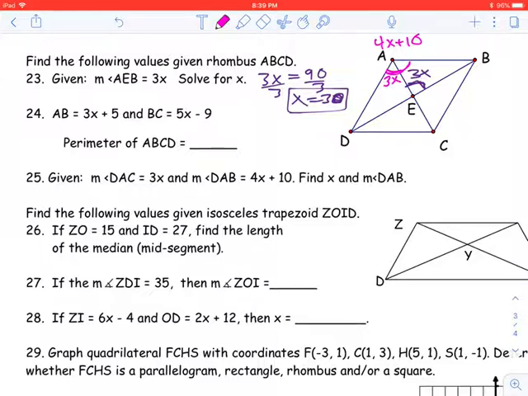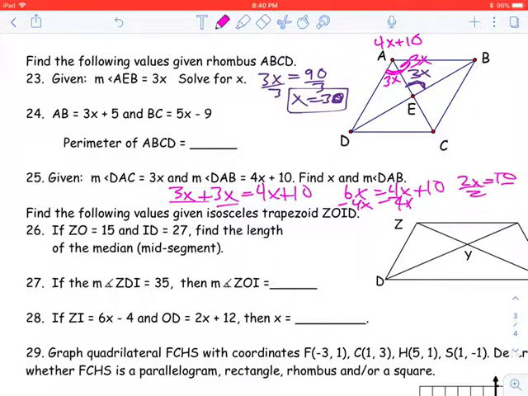If it's a rhombus, that means those angles are bisected. So if that's 3x, this is also 3x. In that case, 3x plus 3x gives us the whole angle, 4x plus 10. That gives us 6x equals 4x plus 10. Subtract 4x from both sides. That's 2x equals 10. Divide by 2, and we get x equals 5.